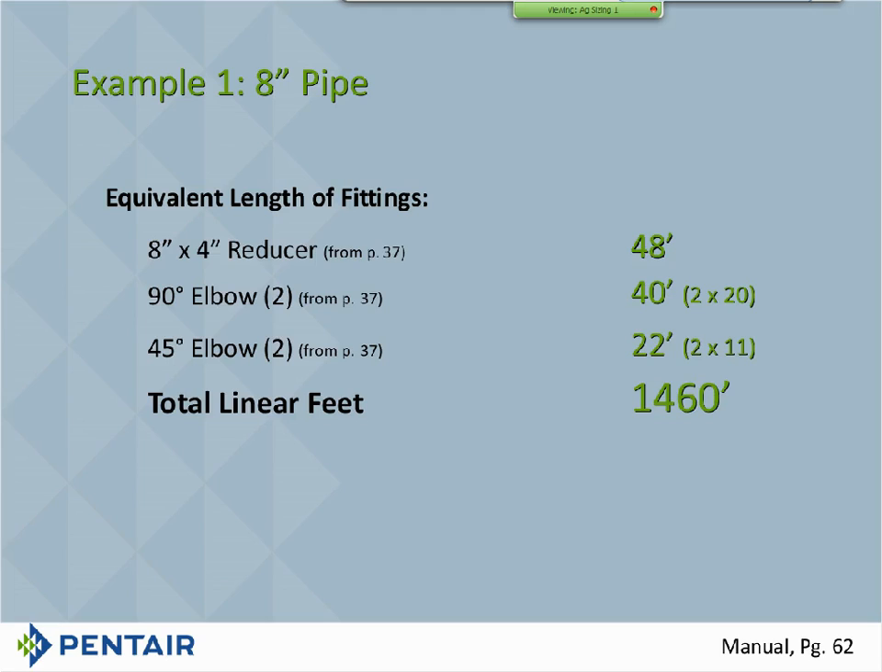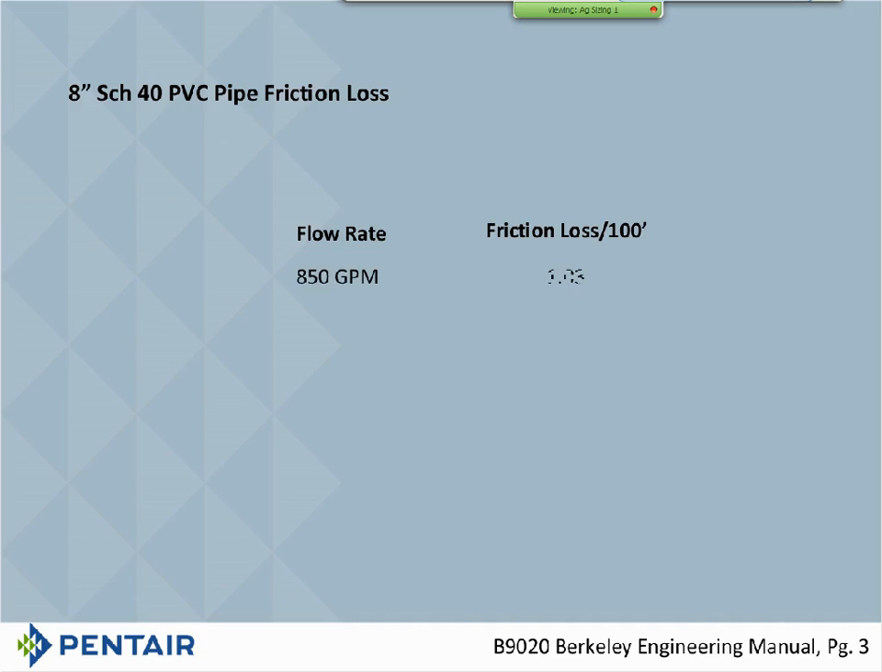Okay, but we did go up to 8-inch pipe. So to calculate our head loss, we're going to take the 14.6 and multiply it by... so let's take a look. At a flow rate of 850, we're at 1.03. At a flow rate of 800, we're at 0.89. If we subtract the 0.89 from the 1.03, we come up with 0.14.